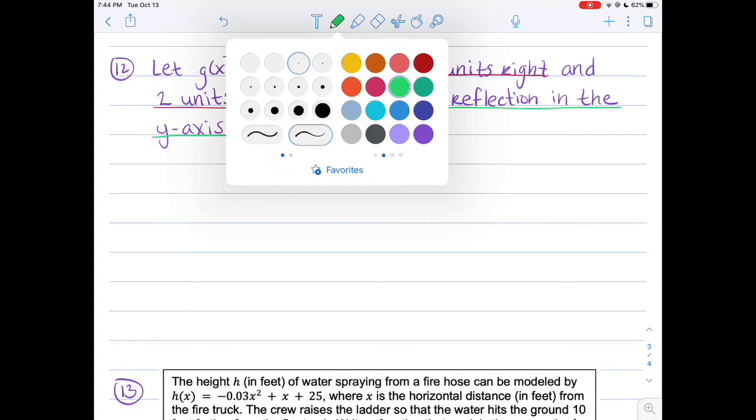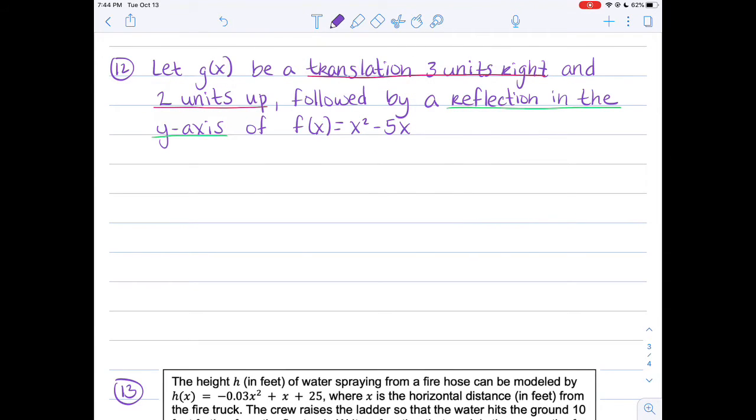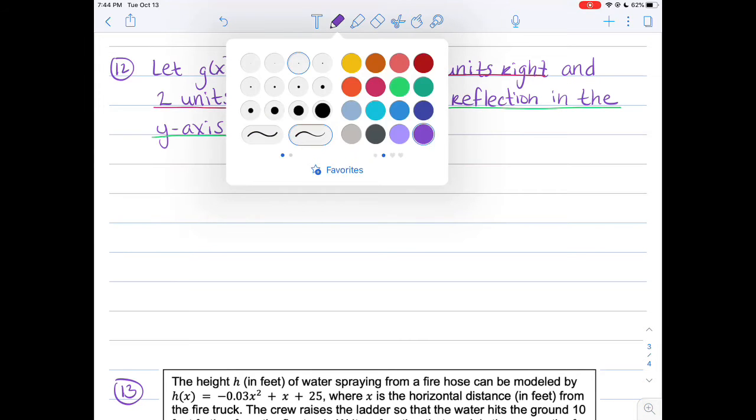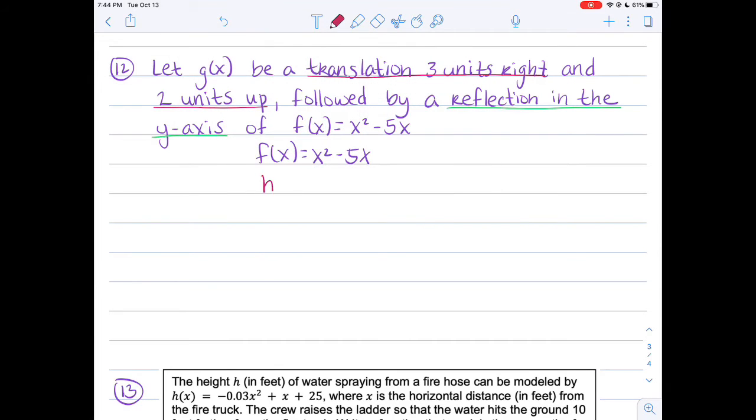So again, just for reference, I'm going to write what f of x is. F of x is equal to x squared minus 5x. I'm going to call my next function h of x. And h of x is doing 2 things. We're going to translate 3 units right, and we're going to translate 2 units up.